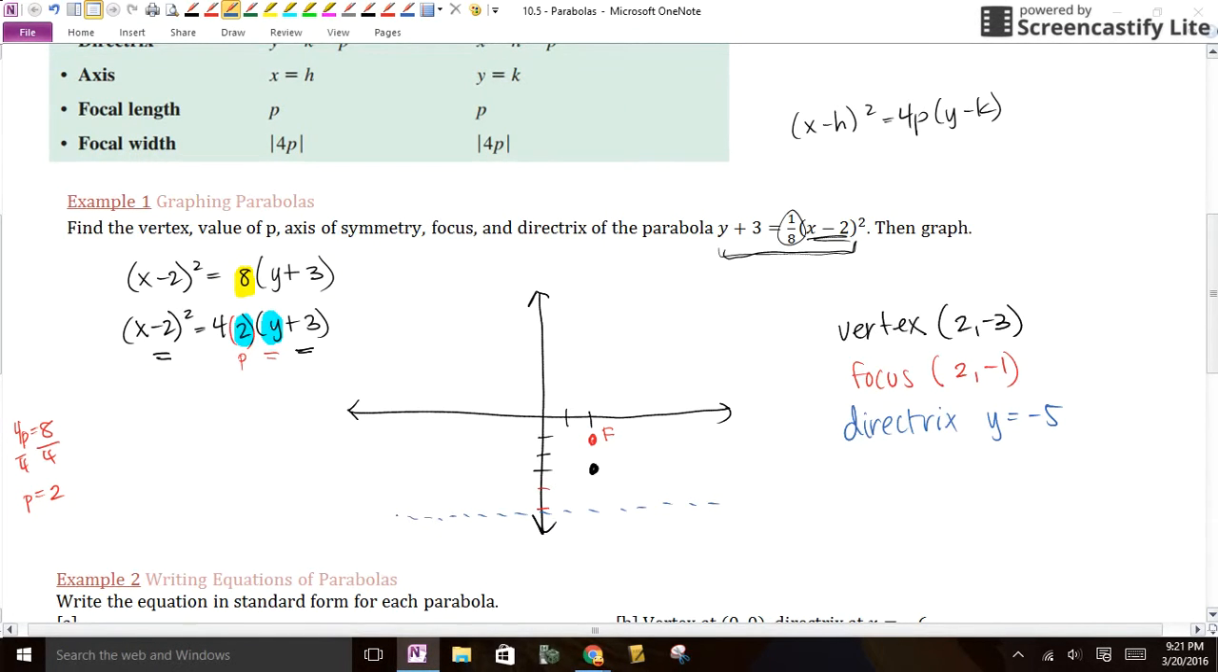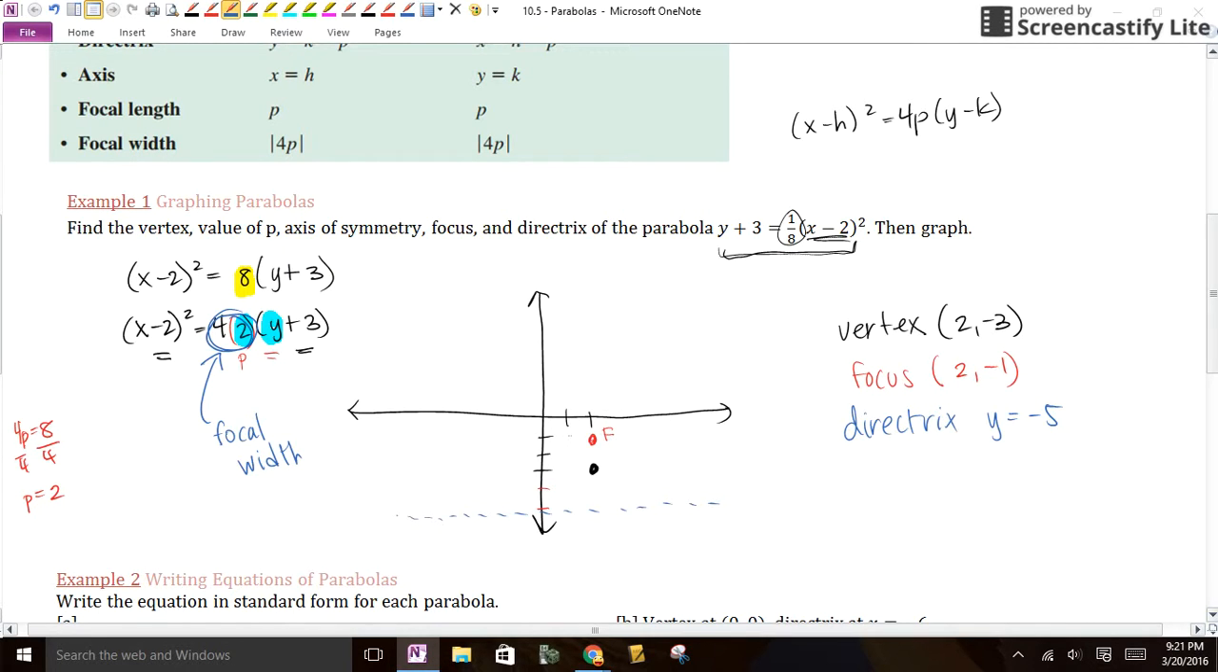In fact, here I'm going to show you one more thing. This 4p value, this right here, is what we call the focal width. And the focal width is just how wide the parabola is at the focus. Now, you know this parabola goes something like this, right? You know it goes like that. But you don't know how wide it is, so we need to figure out a good way to find the width of it. Well, the super best way is to take what's called the focal width. You go to the focus and you make it that wide. In this case, 8 units wide.